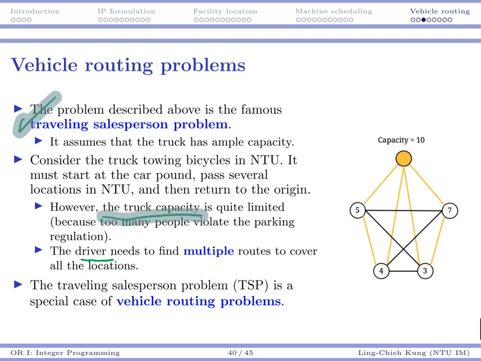So today we don't want to talk about vehicle routing problems. We will talk about the traveling salesperson problem because it's a special case of vehicle routing problems. All right, but we don't have time to talk about the vehicle routing problems in general. So we will assume there's no capacity issue, and we simply want to find one route to travel through all customers and then go back to the office.